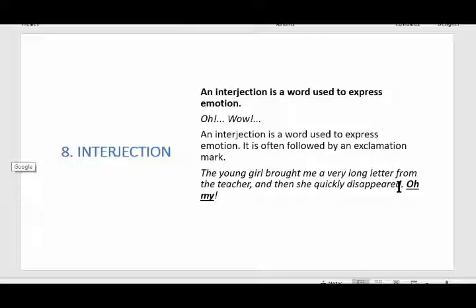In this sentence, oh my, there is a surprise in the person who is speaking. The young girl brought me a very long letter from the teacher and then she quickly disappeared. Oh my. So in this sentence, the person is expressing some kind of surprise, and to mention that, we use this exclamation mark.